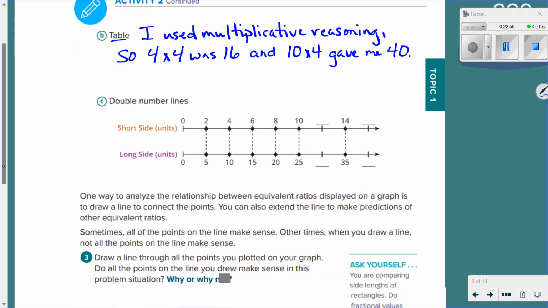Okay, here's a double number line. Now here's something I didn't hear anybody mention. How many of you noticed that that value of 12 was missing on the table?